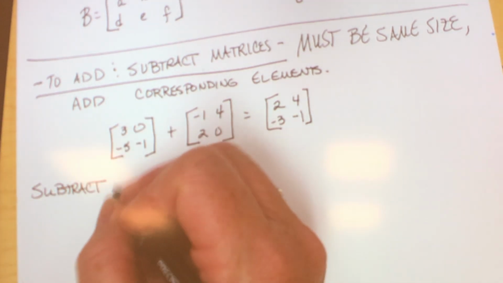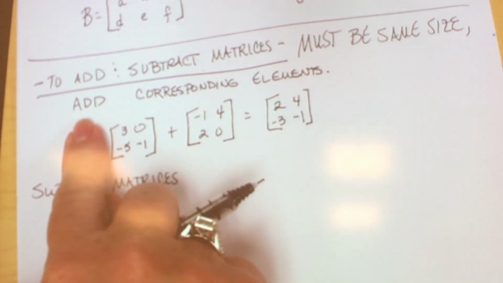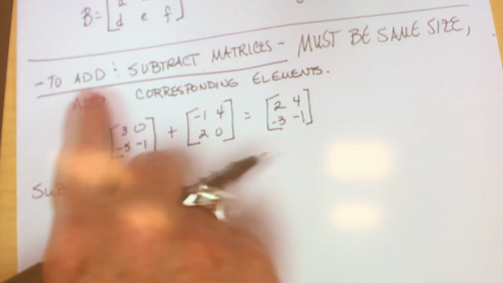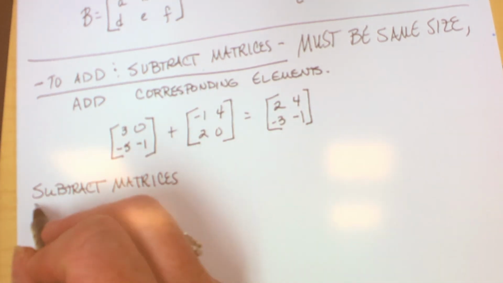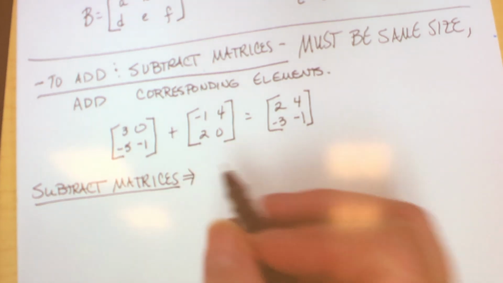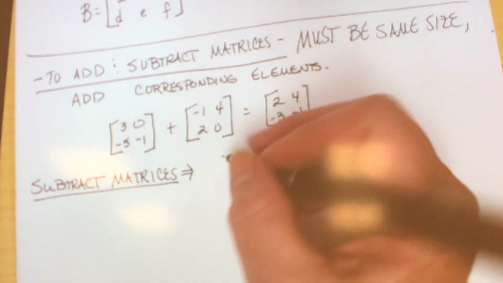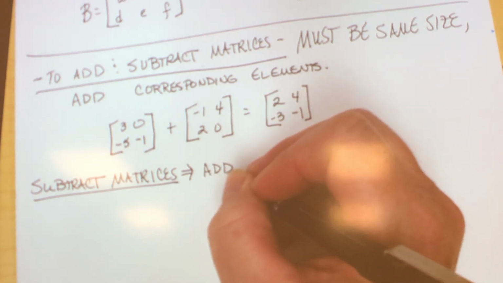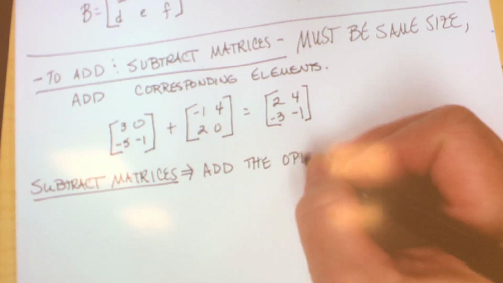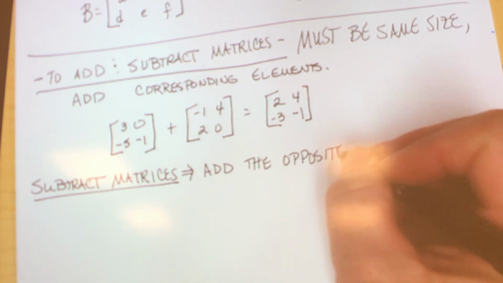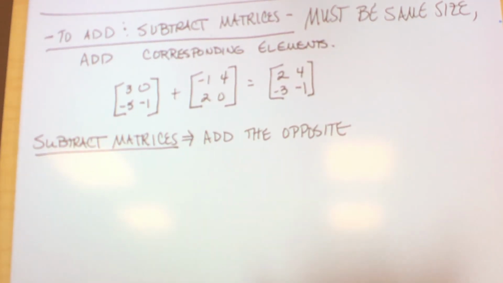So, to subtract matrices, look, it says right there: to add and subtract, you add corresponding elements. Okay? So, to subtract, does anybody know what the definition of subtract is? To add the opposite. That's exactly right.